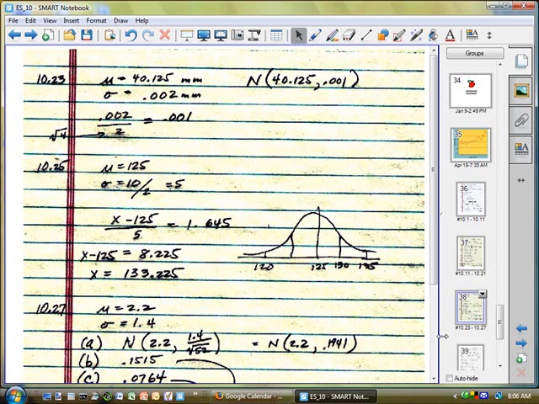11B. 11B. Let's see what's going on in 11.